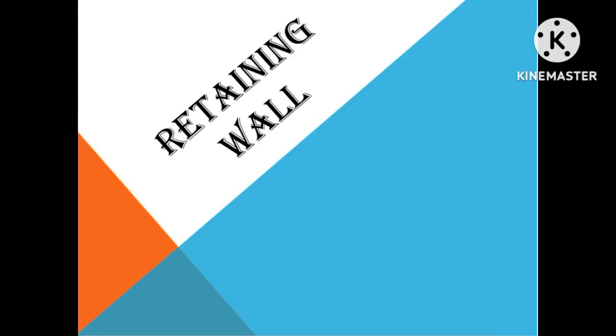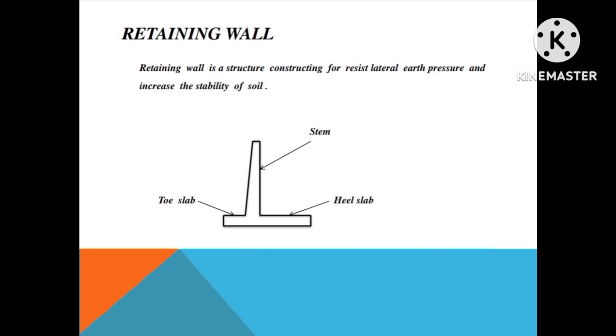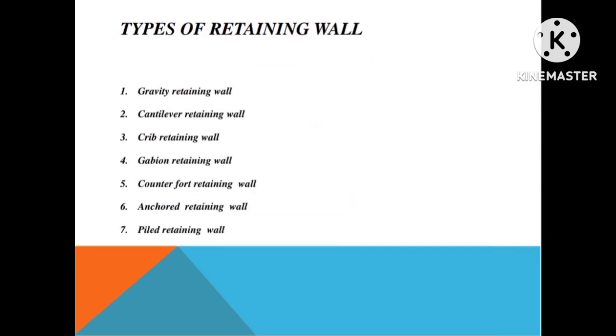Now we are discussing the topic of retaining wall. A retaining wall is a structure constructed to resist lateral earth pressure and increase the stability of soil. Retaining walls are of different types: gravity retaining wall, cantilever retaining wall, crib retaining wall, gabion retaining wall, counterfort retaining wall, anchored retaining wall, and piled retaining wall.